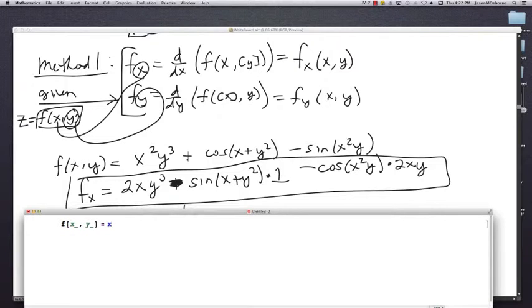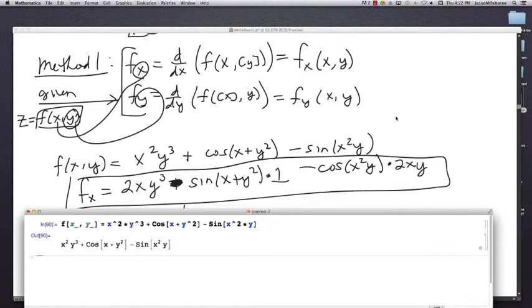Okay, this should be old hat by now. x squared times y cubed plus cosine of x plus y squared minus sine of x squared times y. Make sure you've typed that function right: x squared y cubed, cosine of x y squared, minus sine of x squared y. So I feel like I got the function typed right. And now it's a really simple matter to compute the derivative.